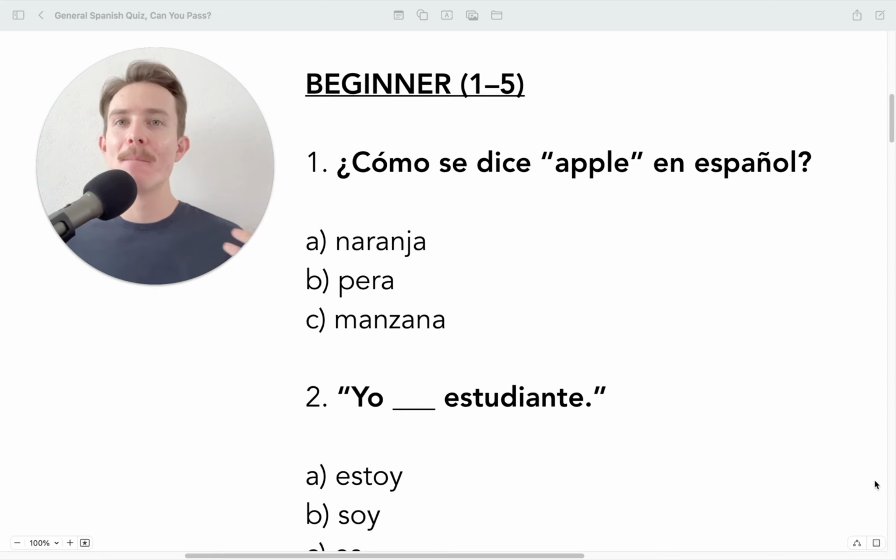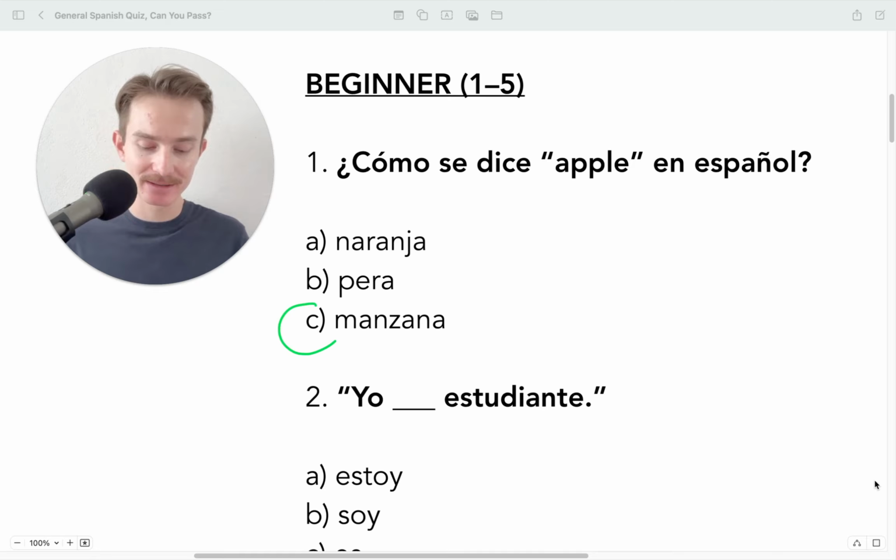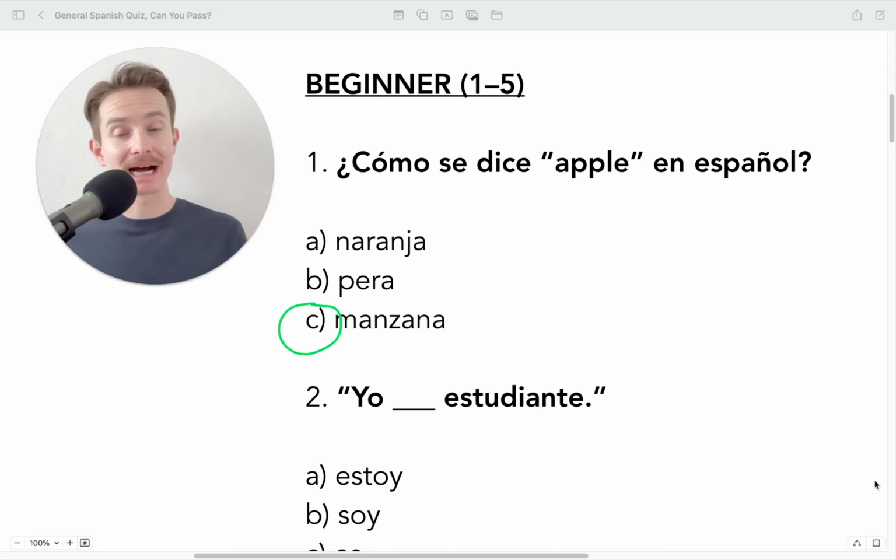¿Naranja, pera o manzana? In this case, it's going to be manzana. Naranja is orange, pera is pear, and manzana is apple. Like I said, we're starting off with the beginner questions, but the test is going to get harder, so make sure you stick around to the end because you might make mistakes on the last ones.